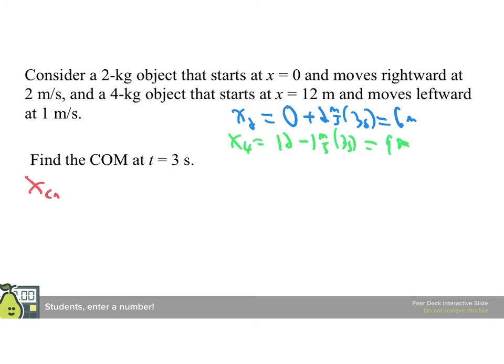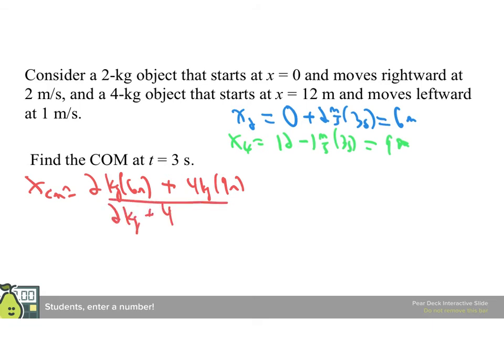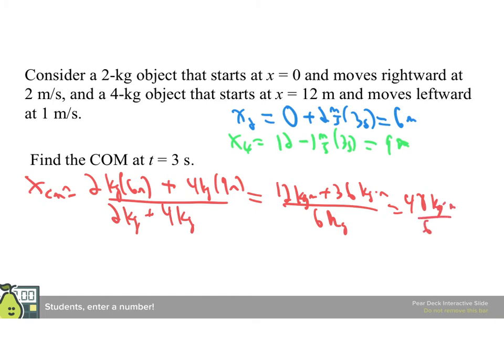Then the center of mass is 2 kilograms times 6 meters plus 4 kilograms times 9 meters, all over 2 kilograms plus 4 kilograms, or 12 kilogram meters plus 36 kilogram meters, all over 6 kilograms. But this is, again, 48 kilogram meters over 6 kilograms. So we get the interesting thing that 3 seconds later, the center of mass is still at 8 meters.